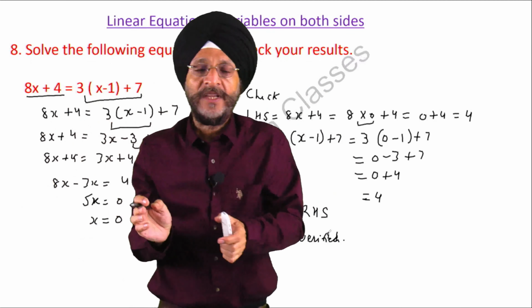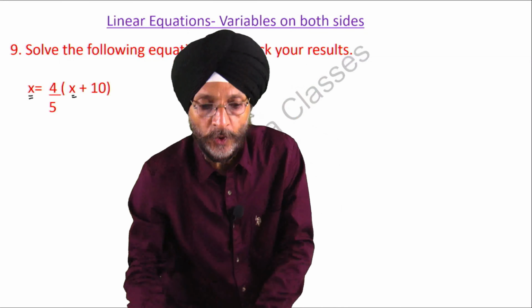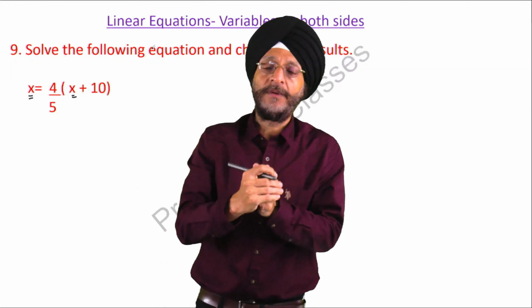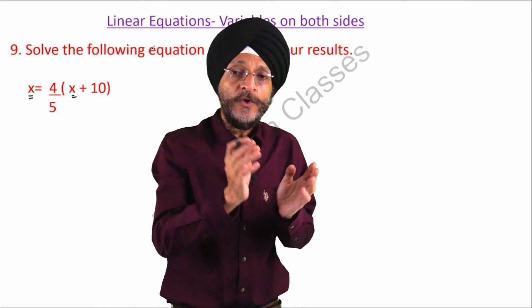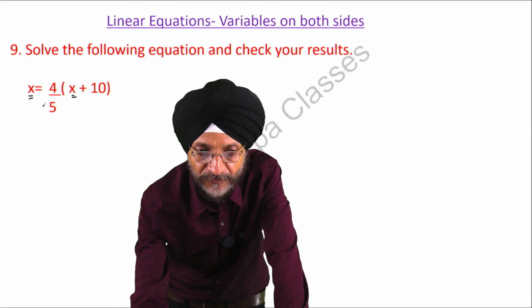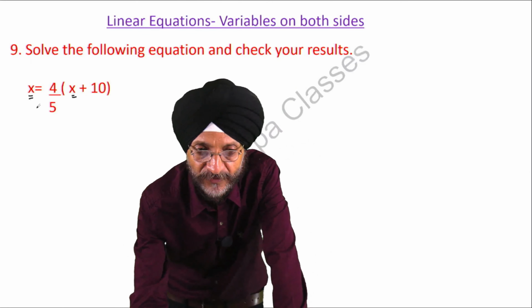This question consists of two parts. First, it is written as solve the following equation. That is, we are to find out the value of the variable. In this case, the variable is x, so we will find out the value of x. Then the next part is check your results. What is the meaning? It means that we will fill in the value of the variable, that is, the value of x on both sides, and we'll find out whether left hand side is equal to right hand side. Let us see how we will solve this question.